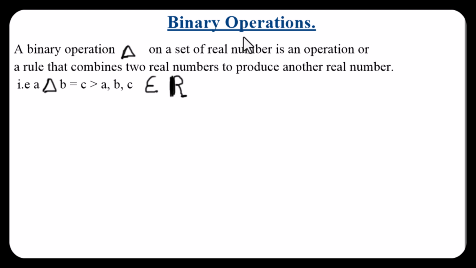So in that series, we'll be talking about properties like the closure property, like the commutative property, like the associative property, like the distributive property, the identity property, and lastly, the inverse property.